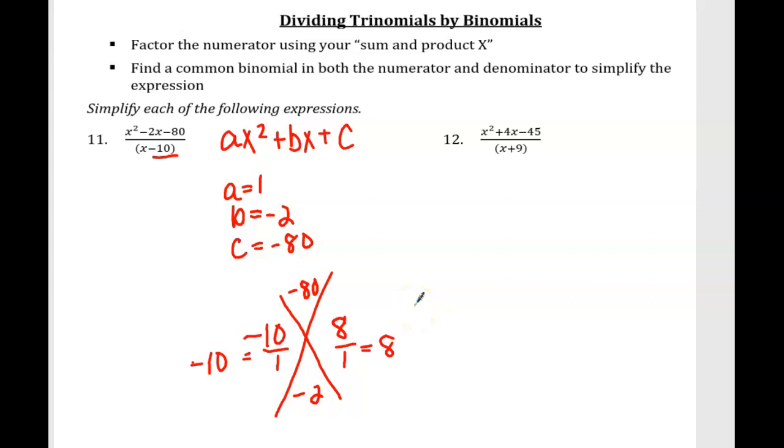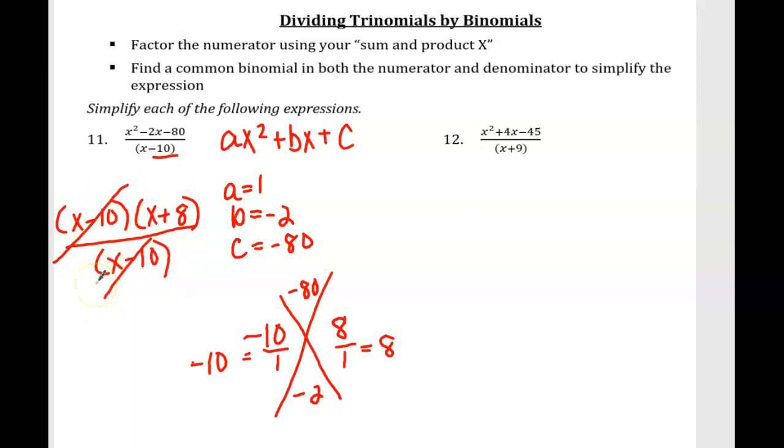All right, so when we factor the numerator, we have x minus 10, and that's going to be times x plus 8. Then when we divide by x minus 10, notice, we're going to cancel them out because x minus 10 divided by x minus 10 is just 1. So we're left with x plus 8 as our answer. So in a sense, if your leading coefficient is 1, you're going to be canceling something out, so it's easy to figure out it's going to be a negative 10 as one of your factors.